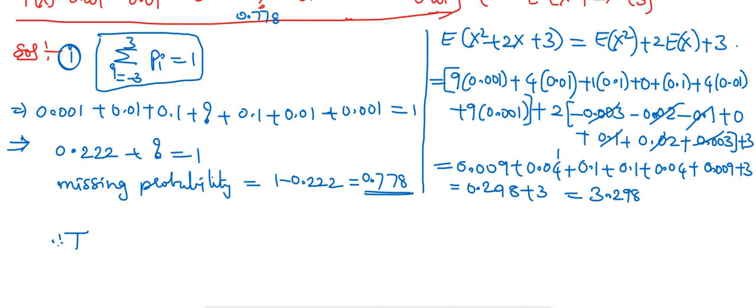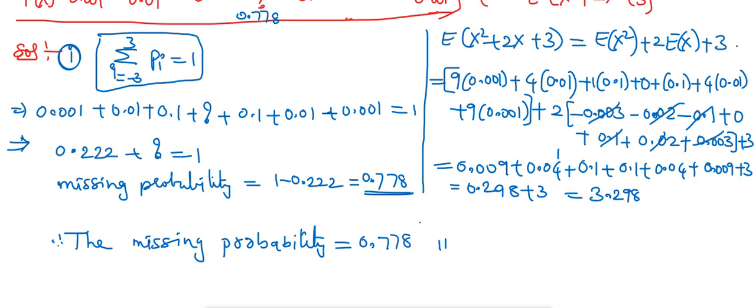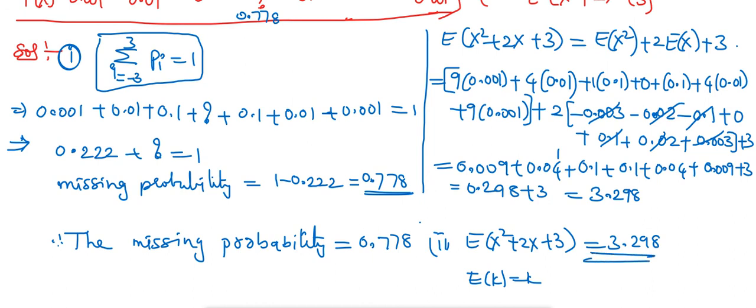Therefore, the missing probability is 0.778, and the second one, E of x square plus 2x plus 3, is equal to 3.298. Why? Because E of k is equal to k, so E of 3 equals 3. So these are the values for the given problem.